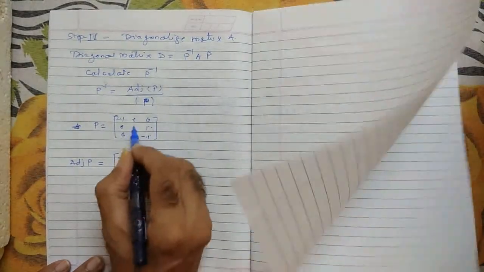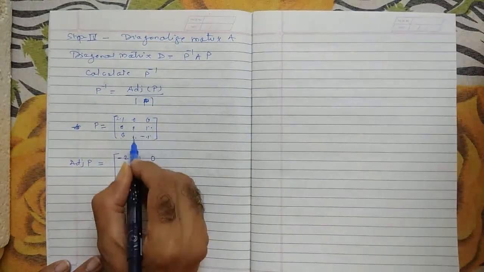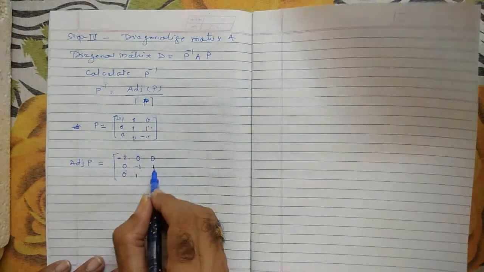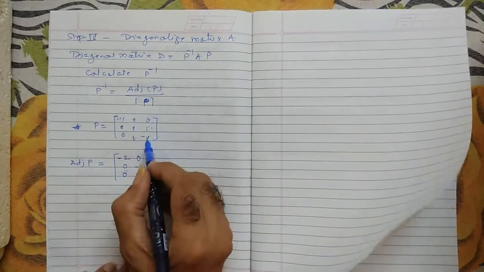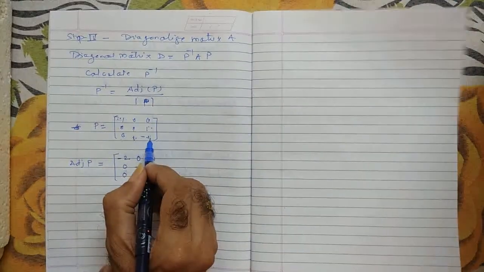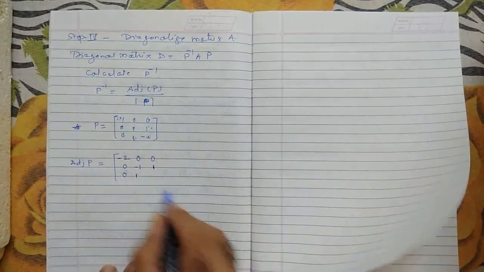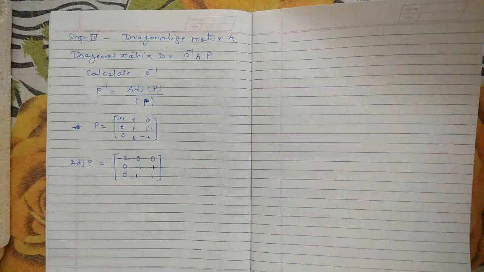See here, this is my row and this is my column. So 1 into 1 minus 0 into 0, so that means we have the 1 here. Now for this one we have to omit the last row and the last column. So 1 into 1 and 0 into 0, so that becomes 1.